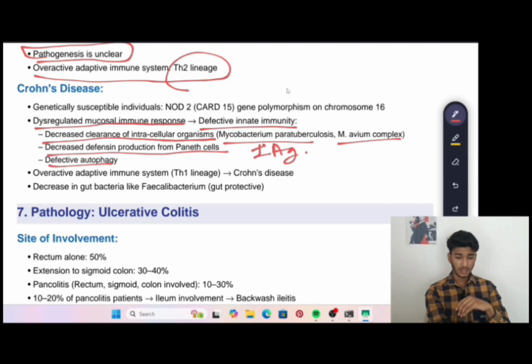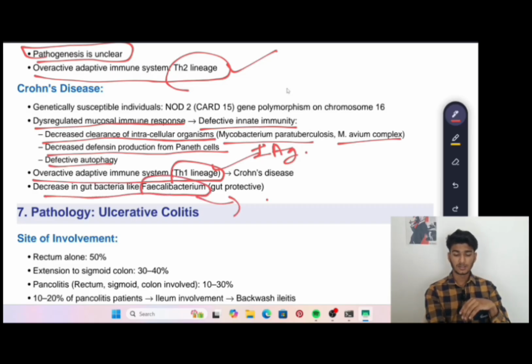There is overactive adaptive immunity of TH1 lineage. So in ulcerative colitis you have seen TH2 lineage. In Crohn's disease you have seen TH1 lineage. Decrease in the gut bacteria like Faecalibacterium. This Faecalibacterium is gut protective. This is gut protective basically. If this bacteria is decreased, there will be disruption of the full gut.